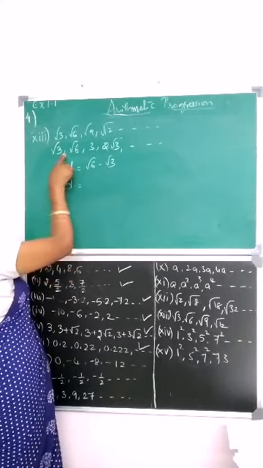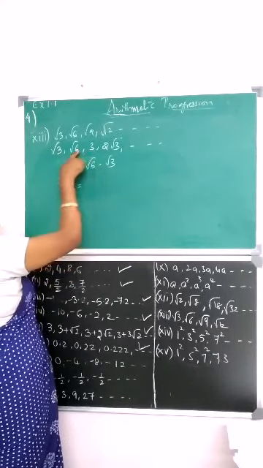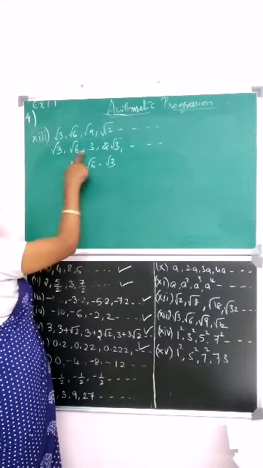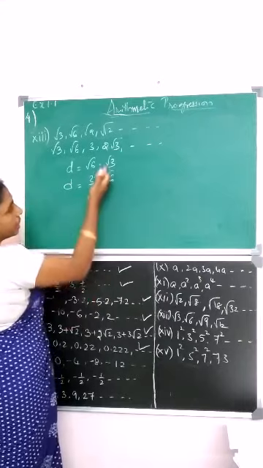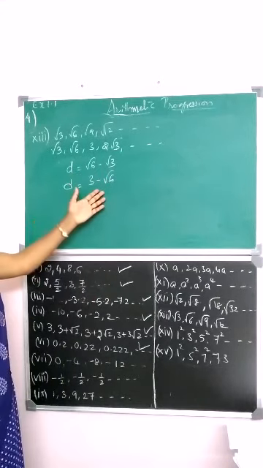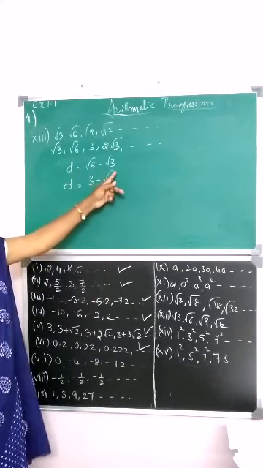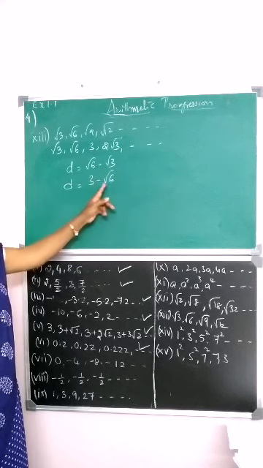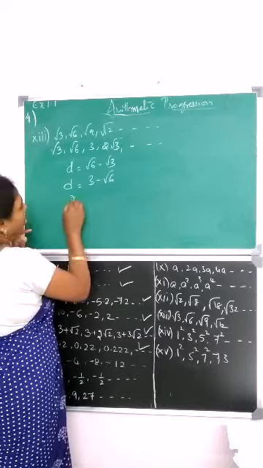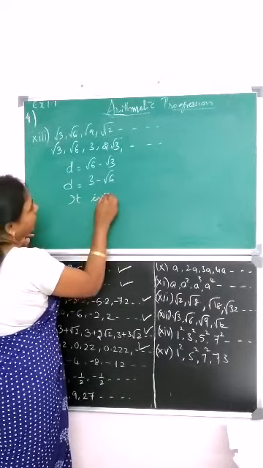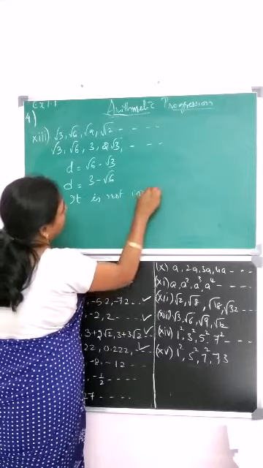See, this is second term minus first term, and this is a2 minus a1 and a3 minus a2. a3 is 3 minus root 6. Now you just check that there is lot of difference in this. It is root 6 minus root 3, and this is 3 minus root 6. So there is lot of difference. Therefore, it will never form. It is not in AP.